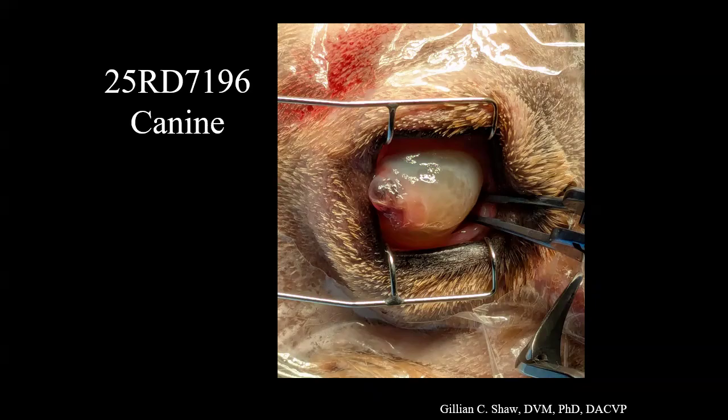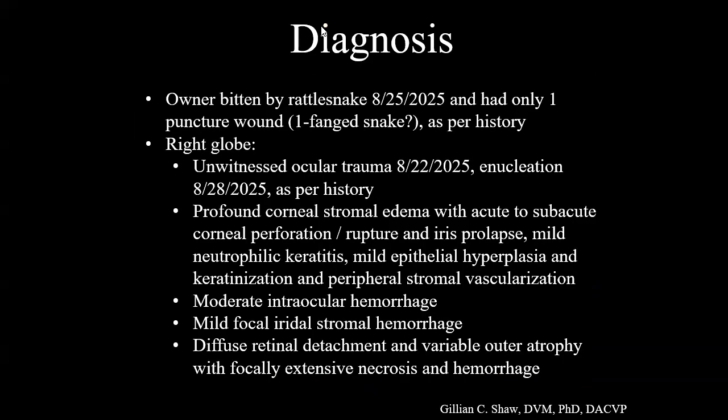Anyway, they ended up enucleating the dog a total of 6 days after the unwitnessed trauma. So here we go: owner bitten by rattlesnake and it had only one puncture wound, one fanged snake. These are all my diagnoses, the most important of which relate to the cornea, with this profound stromal edema with a perforation. We have a pretty acute rupture of Descemet's membrane, and then we have moderate intraocular hemorrhage, stromal hemorrhage, and also retinal detachment, necrosis, and hemorrhage.